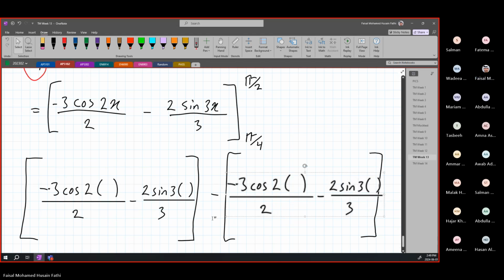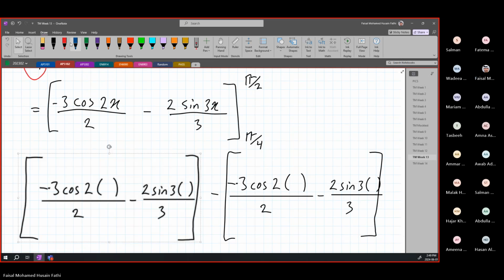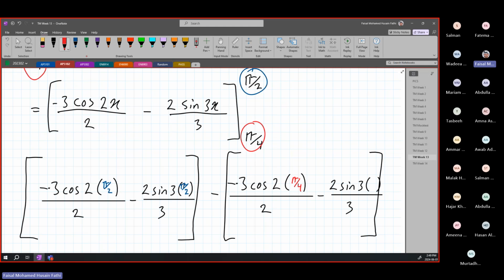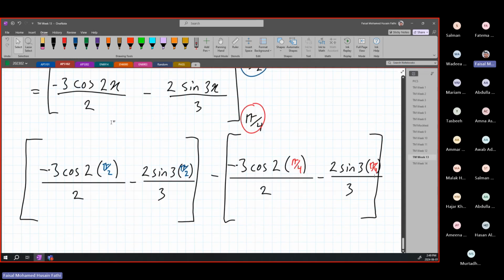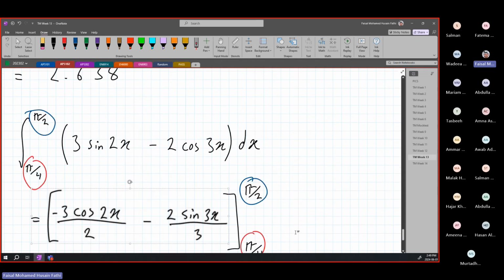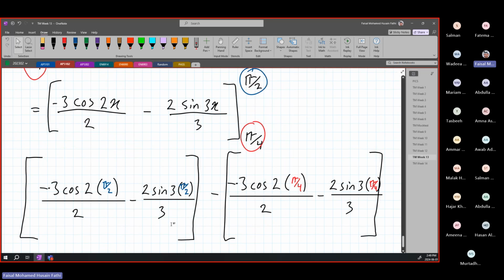Okay? So we have our upper limit here. So we're going to put our pi over 2 value here, pi over 2 and pi over 2, and our lower limit over here, pi over 4 and pi over 4. This is also another method of solving if you want to do it directly. If you're comfortable with your integration, if you're comfortable with solving this directly and plugging in all these numbers in the calculator, you're okay with that, you can do it.